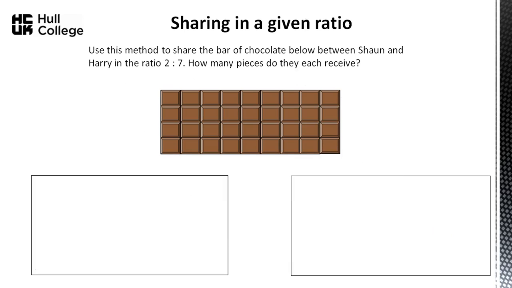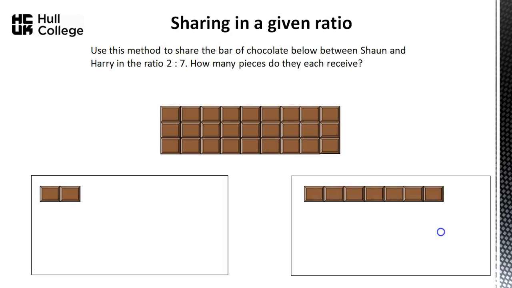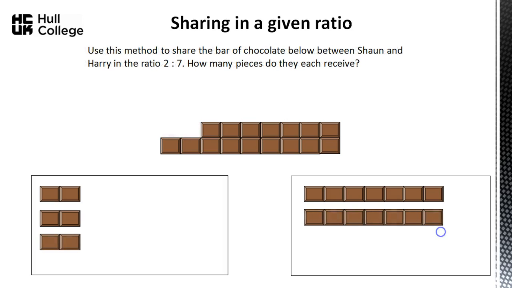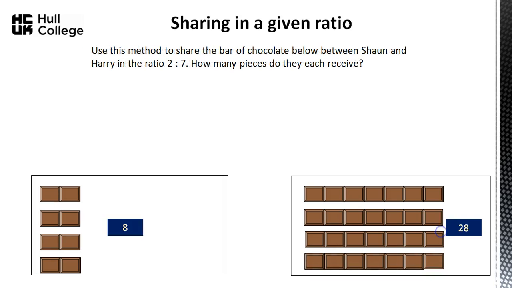Use this method to share the bar of chocolate below, between Sean and Harry in the ratio 2:7. How many pieces do they each receive? That's right. Sean gets 8, Harry gets 28.